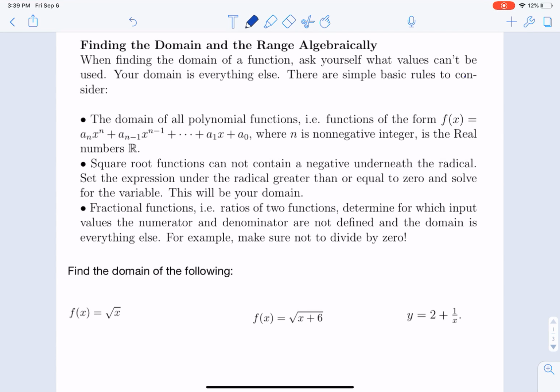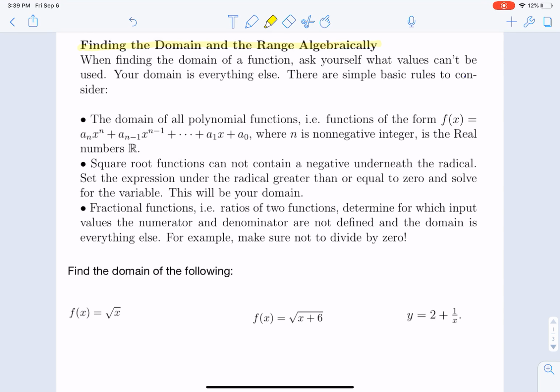All right, so here is your video lesson about finding the domain. We'll mainly focus on finding the domain of a function algebraically. So here's some notes for you. When finding the domain of a function, ask yourself what values can't be used, and your domain is everything else.